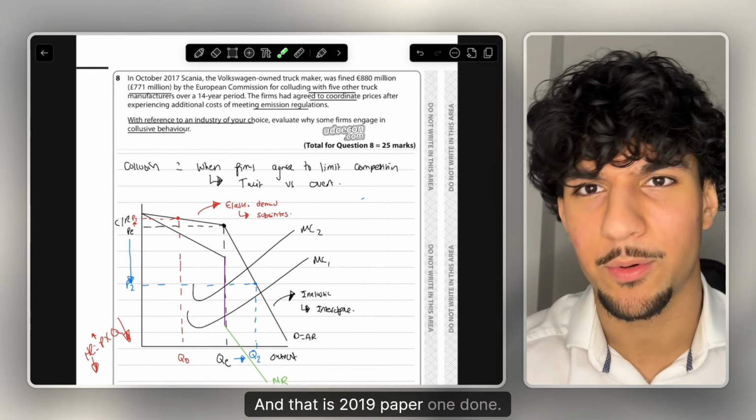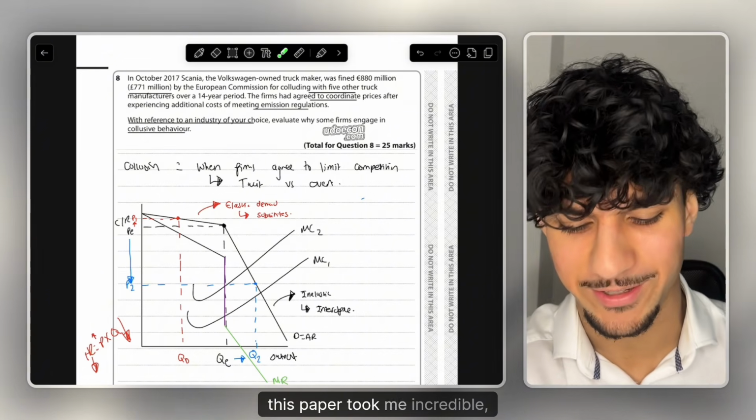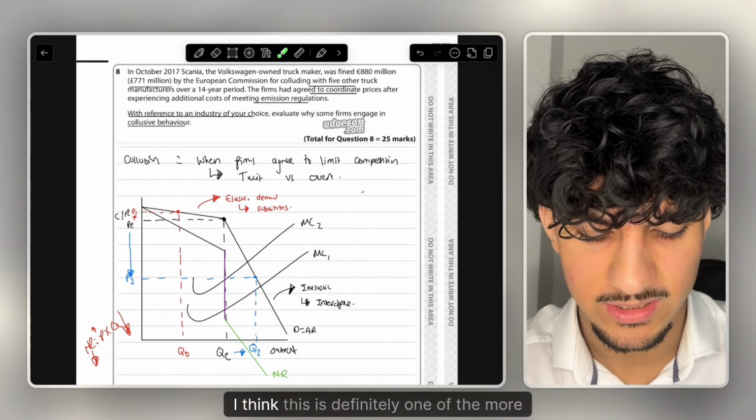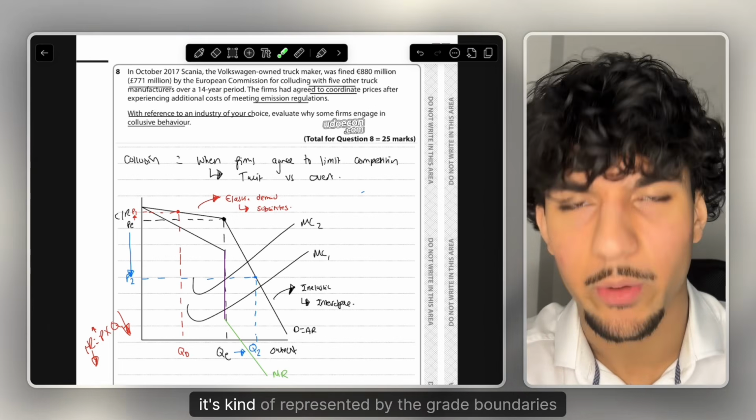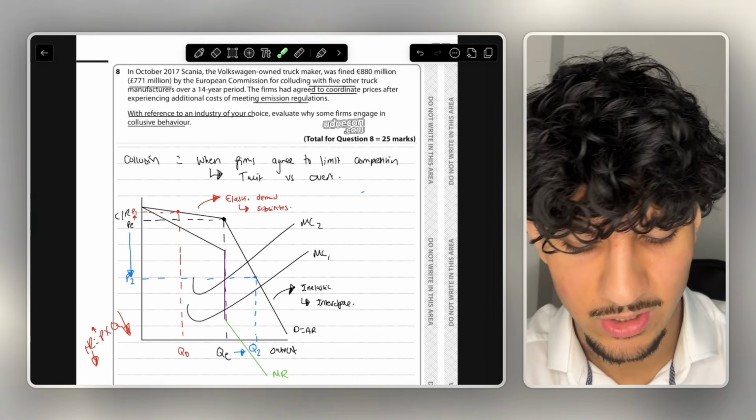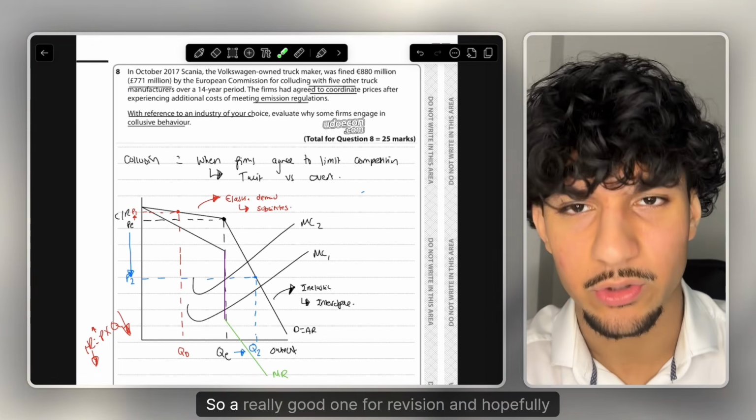That is 2019 paper 1 done. This paper took me an incredible amount of time. In my opinion, I think this is definitely one of the more difficult papers in the exam series. It's kind of represented by the grade boundaries also, but yeah, it's a bit of a trickier paper, so a really good one for revision.